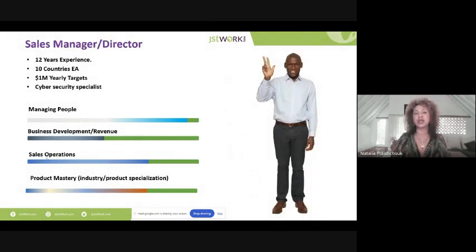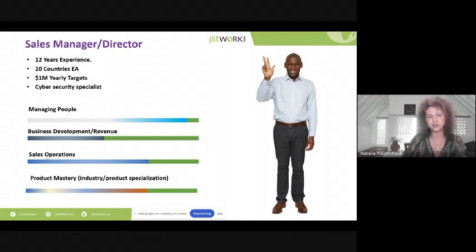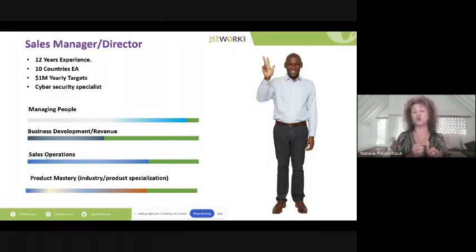Let's say we are now going to look at a sales manager, someone who has 12 years experience, 10 countries across East Africa, around $1 million a yearly target, cybersecurity specialist. First, they are managers, director, meaning I can manage people. If the sales manager tomorrow says, I want to now become a partnership manager, or I want to go into marketing, or I want to become head of operations, whatever it may be, we know that this person has already proven that they can manage people. So we have the people management. And we have the sales operation.